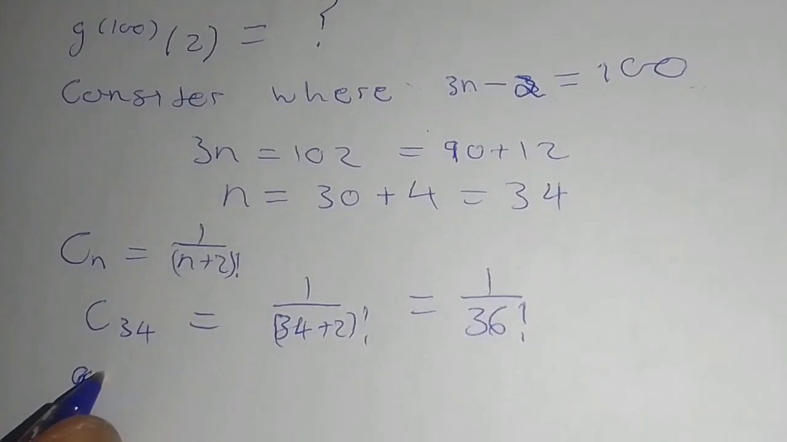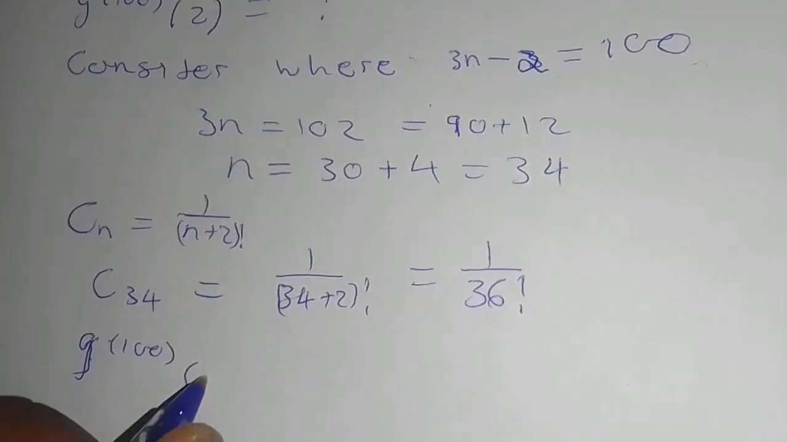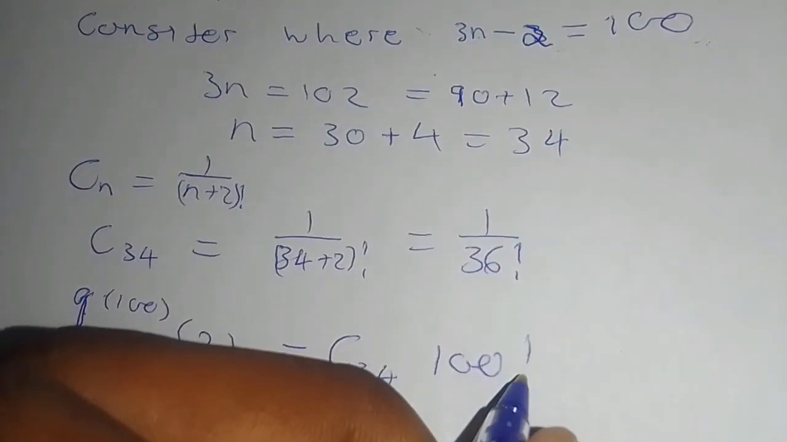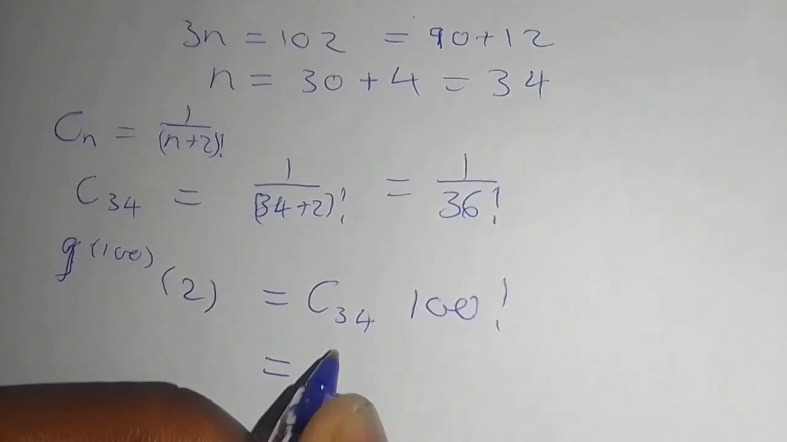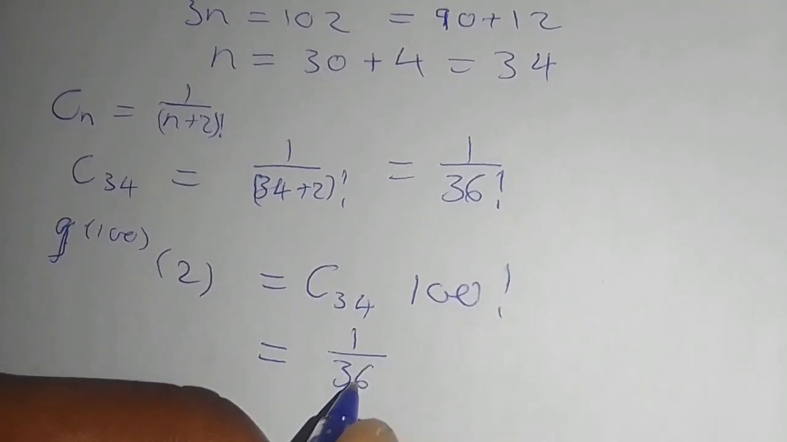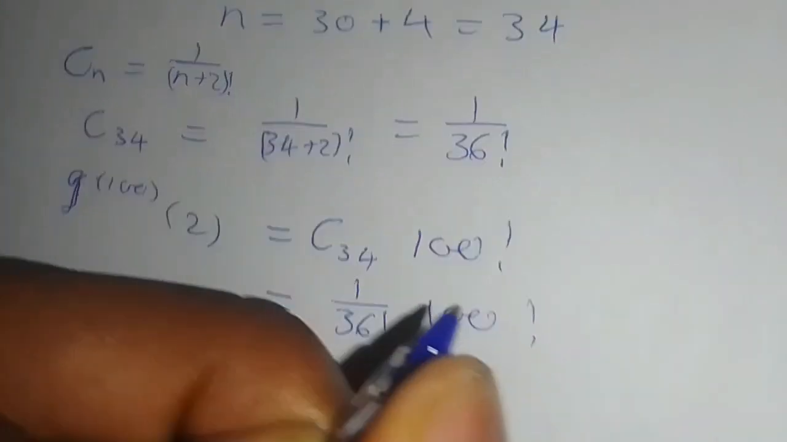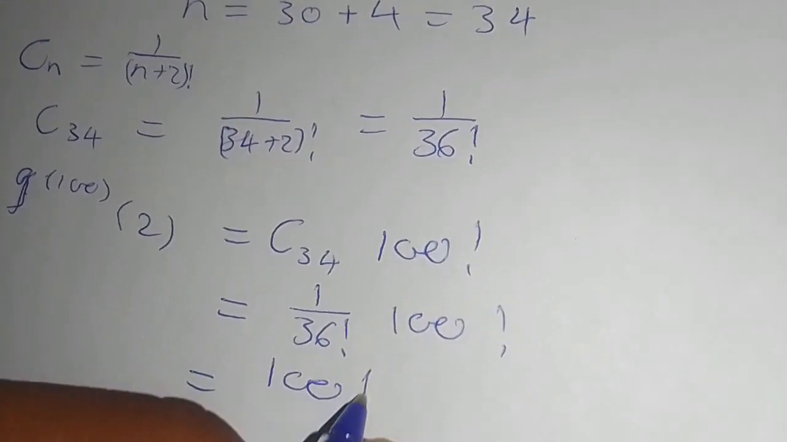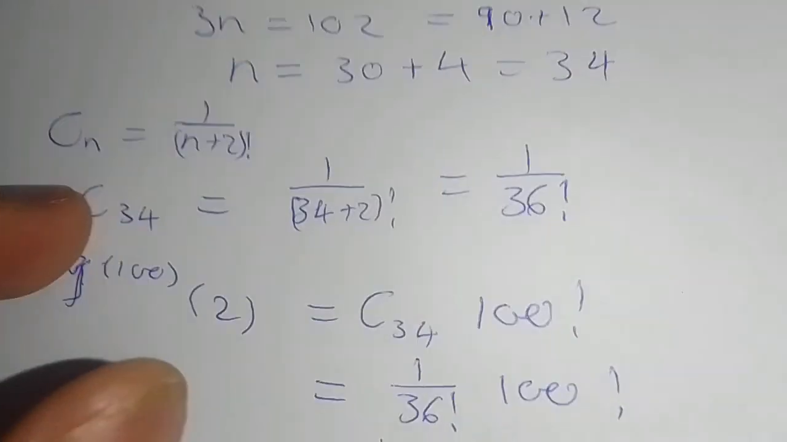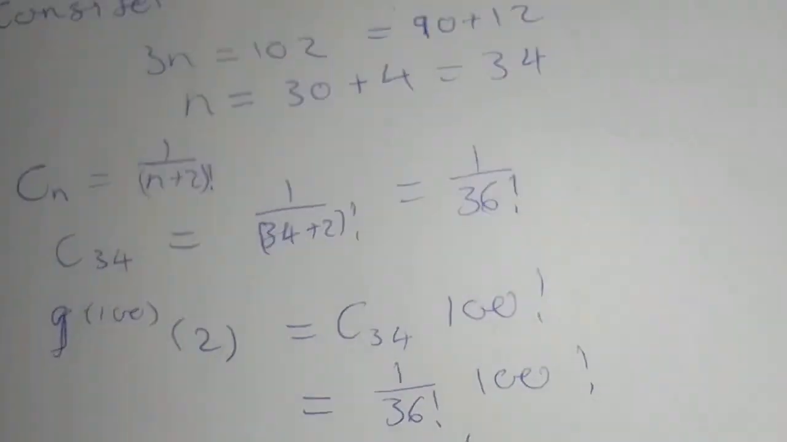So that means that g, the 100th derivative at 2 of that function, is just going to be c34 multiplied by 100 factorial. And so basically, you're just going to have what? C34, which is 1 over 36 factorial, multiplied by 100 factorial. So basically, you have 100 factorial divided by 36 factorial. That would just be that. Yeah, but it's basically easy.